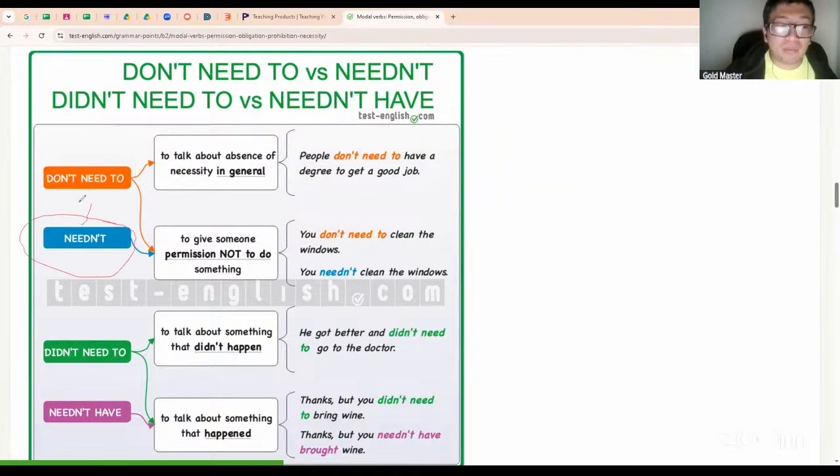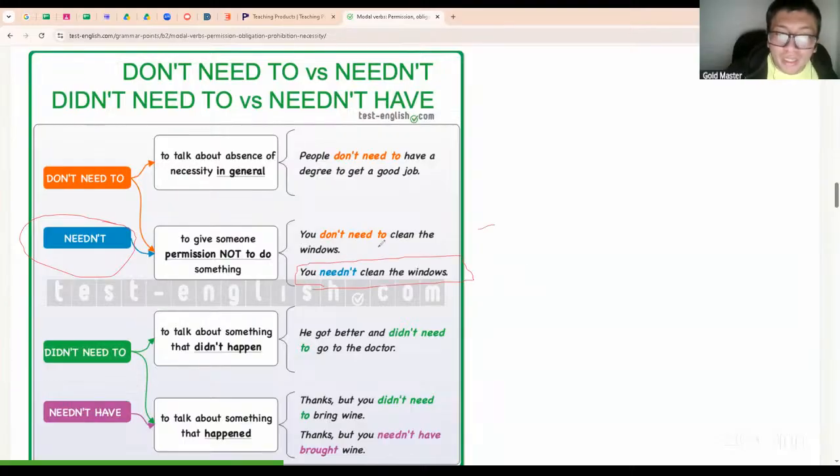Needn't, it's the same. Guys, it's absolutely the same thing, only in a contracted form, to give someone permission not to do something. Okay. You don't need to clean the windows. You needn't clean the windows.